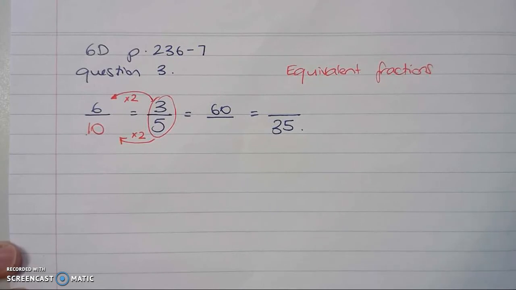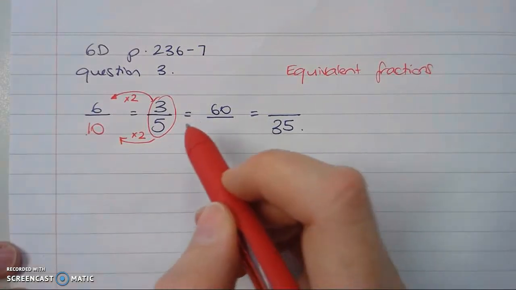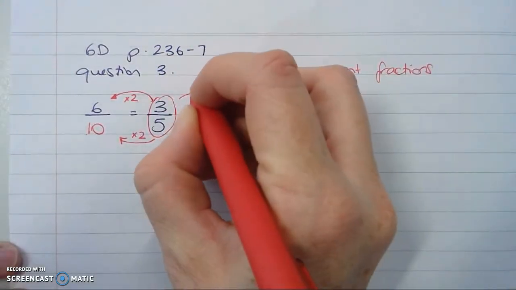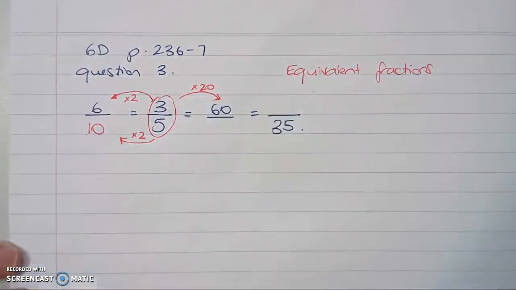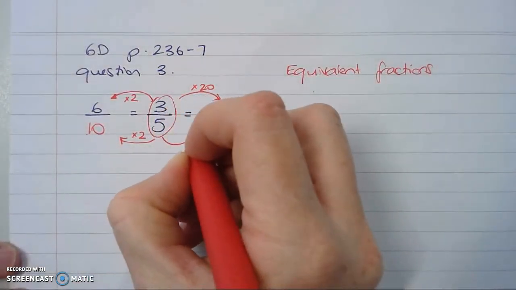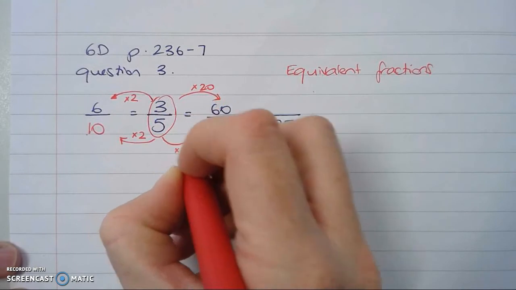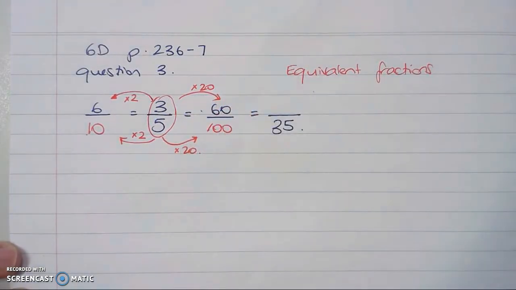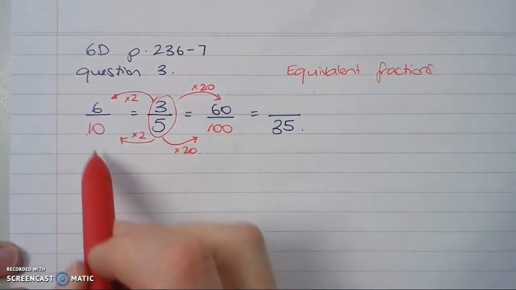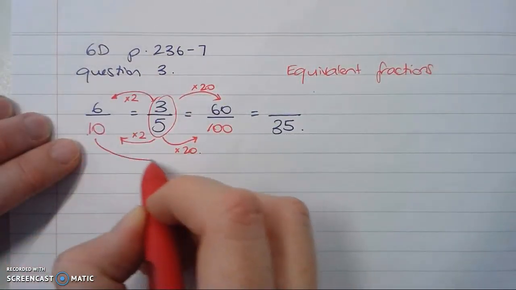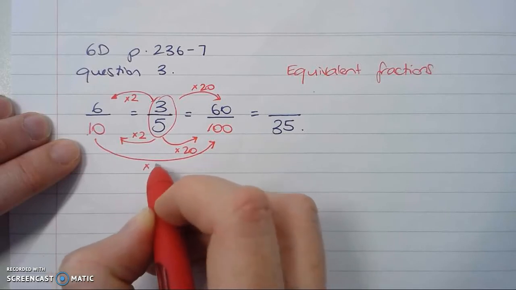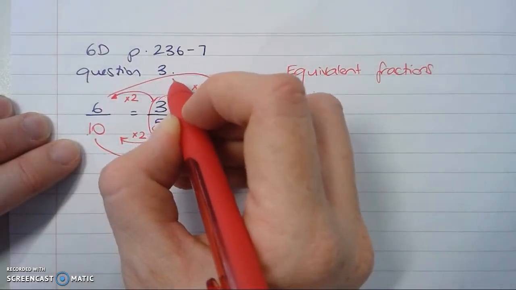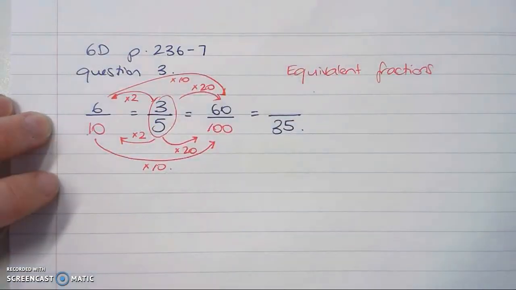Right, and now when I look at the other ones, you can easily go from 3 to 60 by timesing it by 20. Okay, so again, whatever I do to numerator, I do to denominator, and I'm going to have 100. Now you could have also chosen this one as an easier version, and you would have got the correct answer there as well.